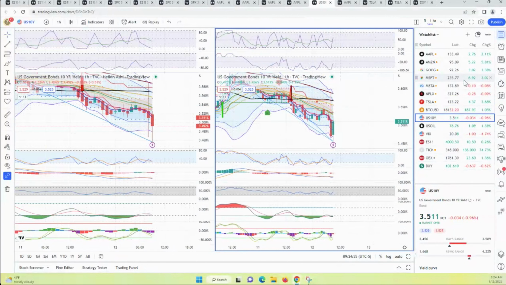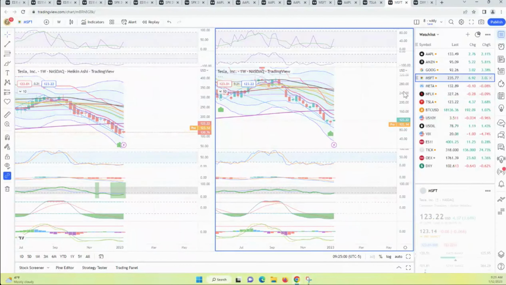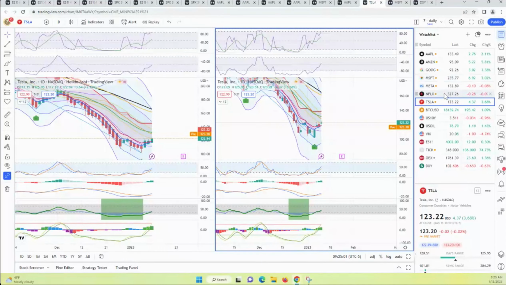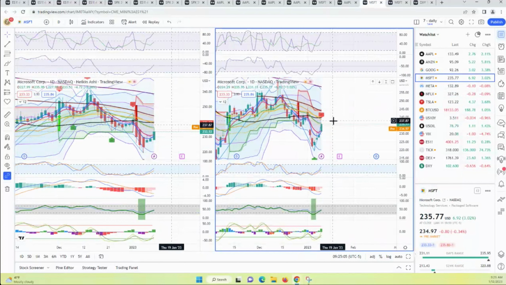Cool thing. Microsoft, wanted to just touch base on this Microsoft trade here. The idea for Microsoft was for it to hit this number here, about 236, 235, and start to take a breather, and that is exactly what is happening.